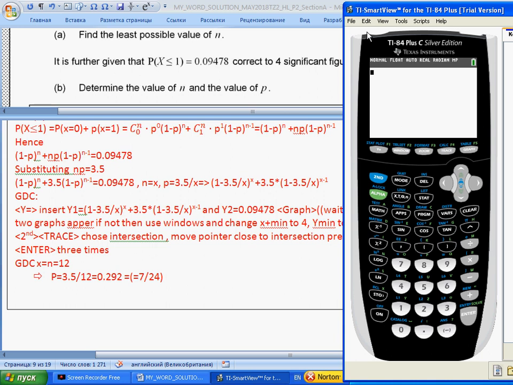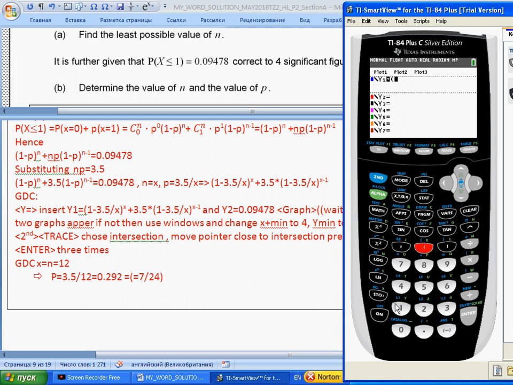Right. So this time X should start from 1, not 0. So we go to window, and for the smallest value we take 1. The greatest value we take, for example, 100, or I don't know, 1000. Now we go to function. We clear the previous function, and we insert our new function.